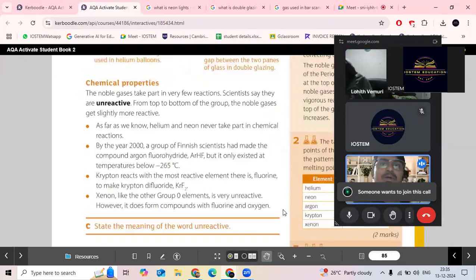Now, where are they found? Helium and neon, I haven't seen them in any reactions. Wait, doesn't the glass glow in the dark? Yeah, but we have to supply the current, then only it can glow. If we supply a current or charge, then it can glow, and it gives a very bright light.